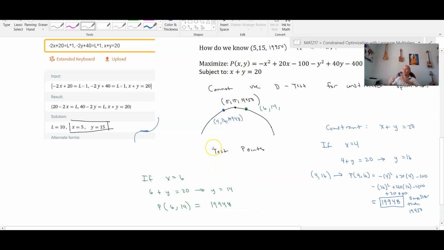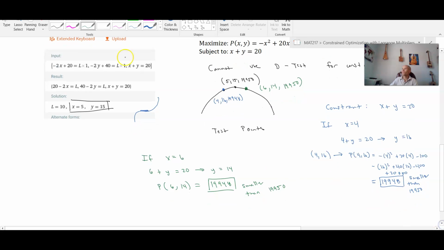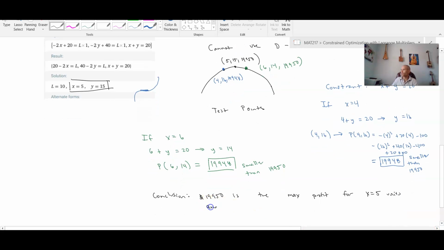And this is happening because of the symmetry of the curve. A parabola is symmetric with respect to where the vertex is located. And so this is again smaller than our max profit of 19,950. So my conclusion is that (5, 15, 19,950), $19,950, is the max profit for x equals 5 units and y equals 15 units.